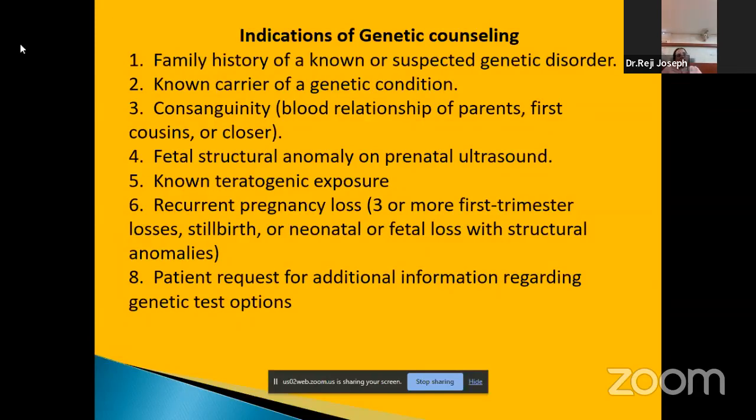And if there is recurrent pregnancy loss, a stillbirth, or a neonatal or fetal loss with structural abnormalities, then you go for genetic counseling. And also when the patient requests additional information regarding genetic test options. Next slide, please.